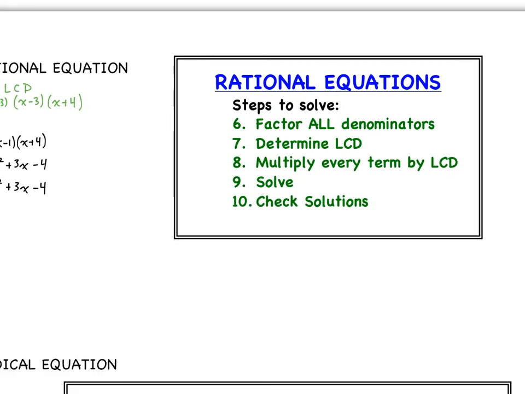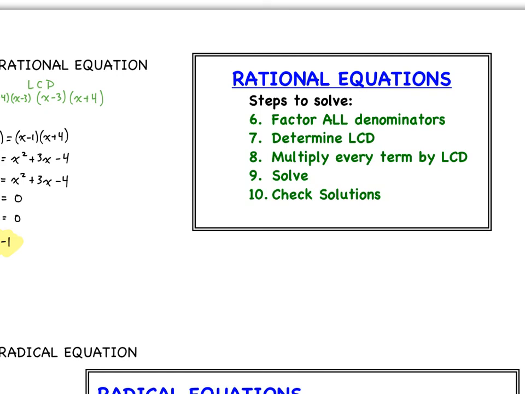If we look at our quick refresher here, similarly to the previous video when we were adding and subtracting fractions, we still want to factor all denominators. We still want to determine the least common denominator, the same denominator that they all have. But this time, we're going to multiply every term by that common denominator, okay? After we do that, our denominators will be killed, and then we can go ahead and solve and check our answers, okay?